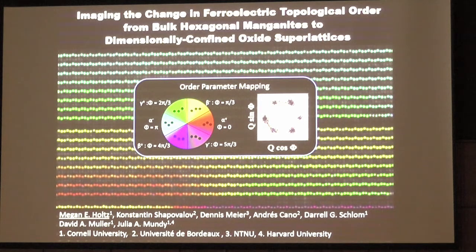Okay, so today I want to talk about mapping the ferroelectric order parameter in hexagonal ferroelectrics, going from bulk hexagonal manganites, such as erbium manganite, where we're going to look at the inner structure of ferroelectric domain walls and vortices, and then go further and see what happens when we dimensionally confine charged ferroelectric domain walls in epitaxial oxide superlattices.